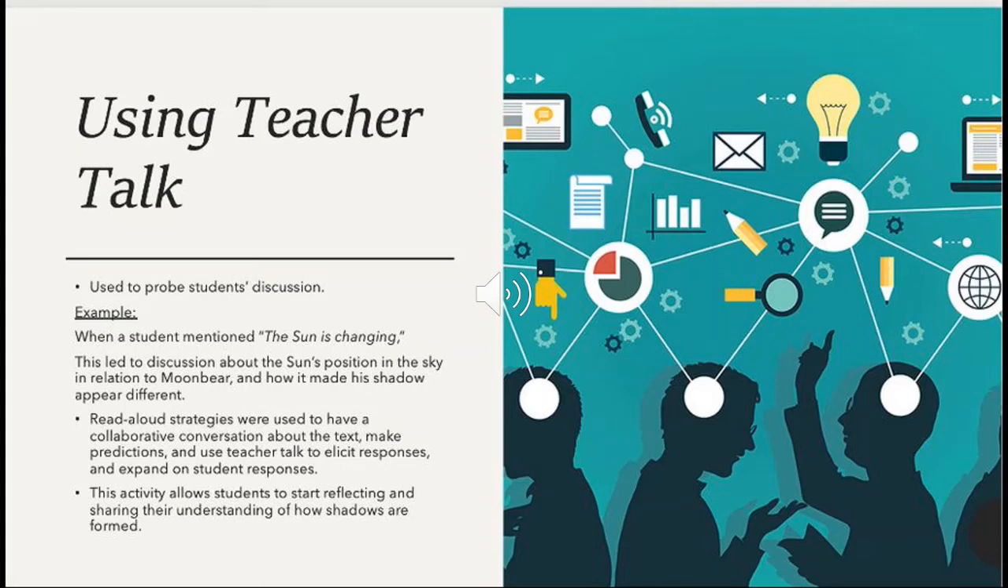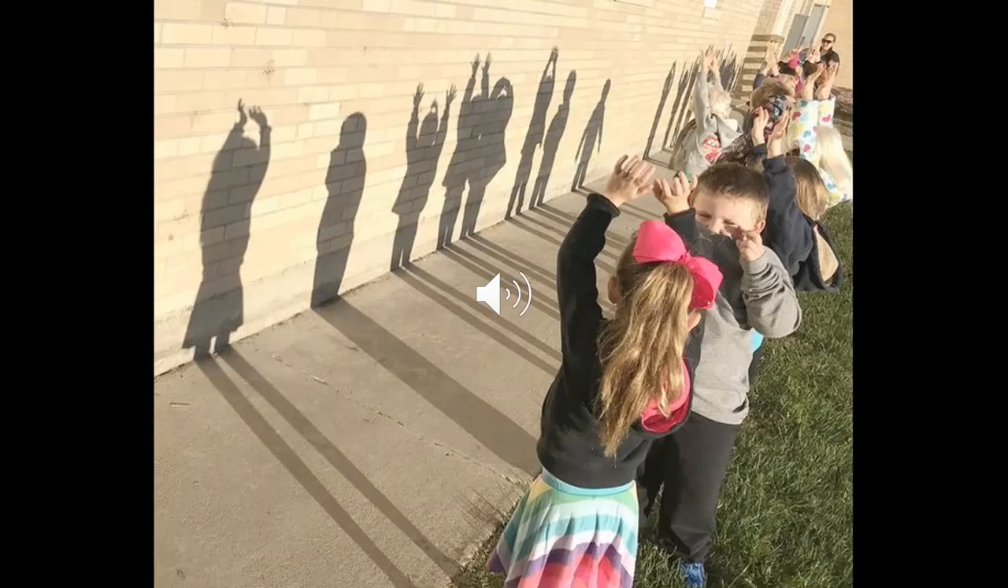For example, if the student mentioned the sun is changing, this led to an idea about the sun's position in the sky related to Moon Bear. The read aloud was used as a way to get students to engage in discussion and reflect on their prior experiences with shadows. Following the read aloud with class discussion and anchor chart, students went on an outdoor shadow walk exploration. Students used clipboards to note down their ideas and draw where they saw different shadows throughout the playground.